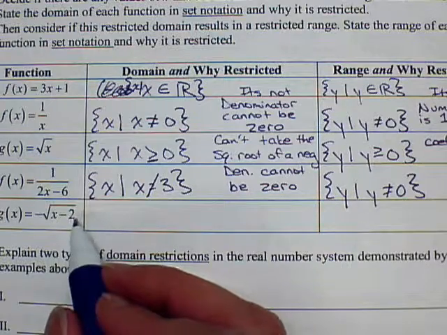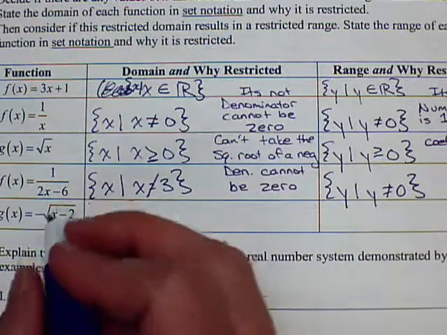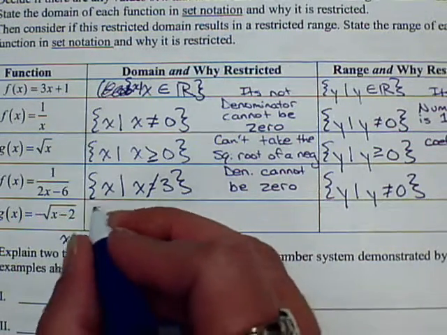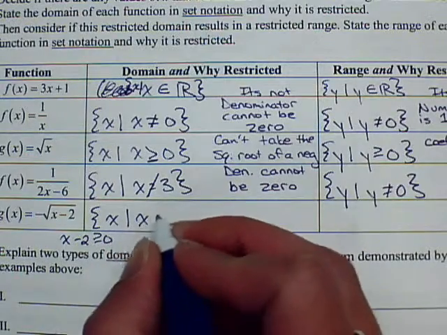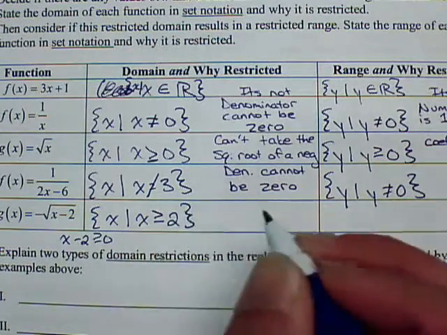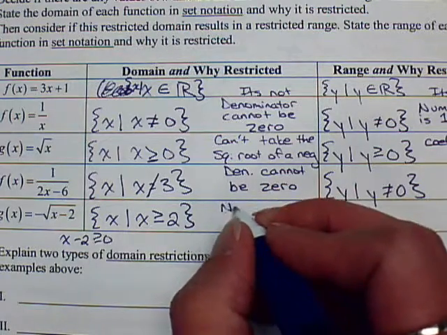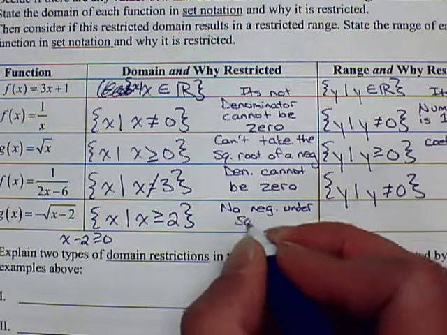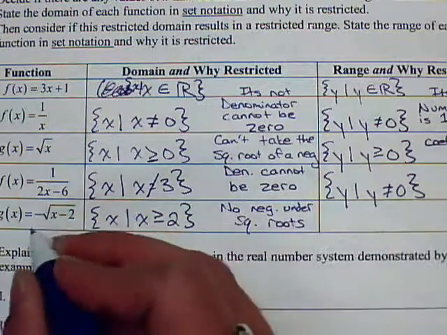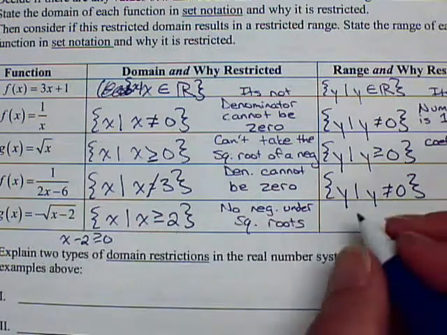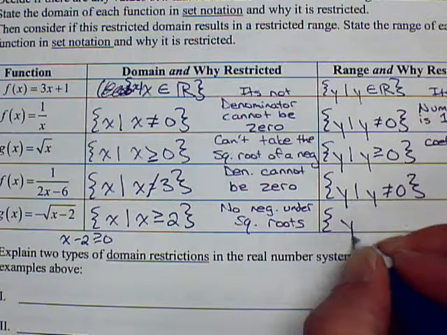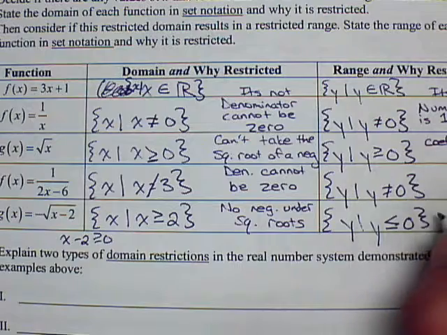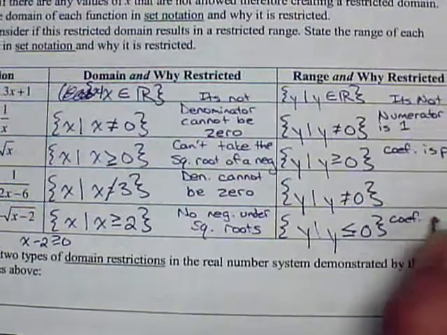x minus 2 underneath the radical. I again want x minus 2 to be greater than or equal to 0. So that means that my x's have to be greater than or equal to 2. No negatives under square roots. Now, this one has a negative in front of the square root. That means that all of my answers will be negative or 0 because the coefficient is negative.